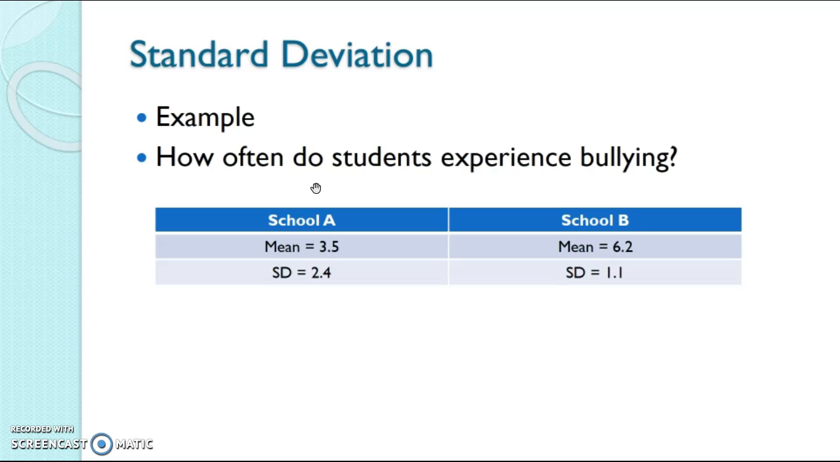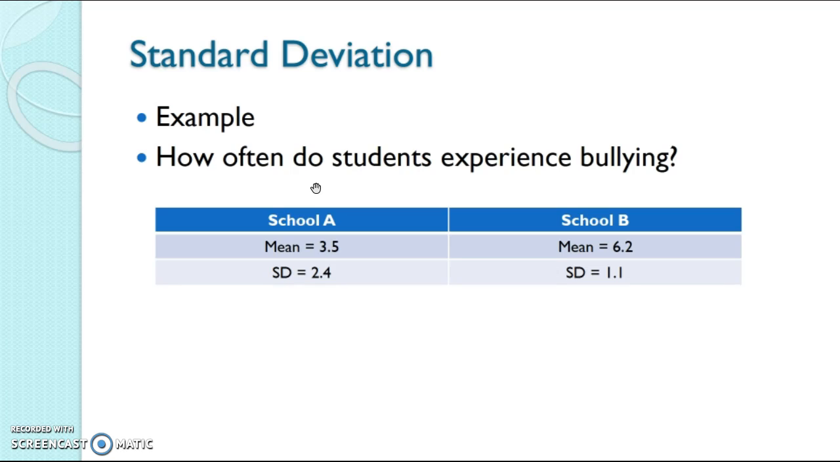So here's another example. Let's say there's a middle school, and they're collecting data on how often students experience bullying. So they ask students, how many times have you been bullied in the past month? In school A, the mean is 3.5, and school B, the mean is 6.2. So yes, the schools have different means, right? Children in school B tend to get bullied more often, school A less often.